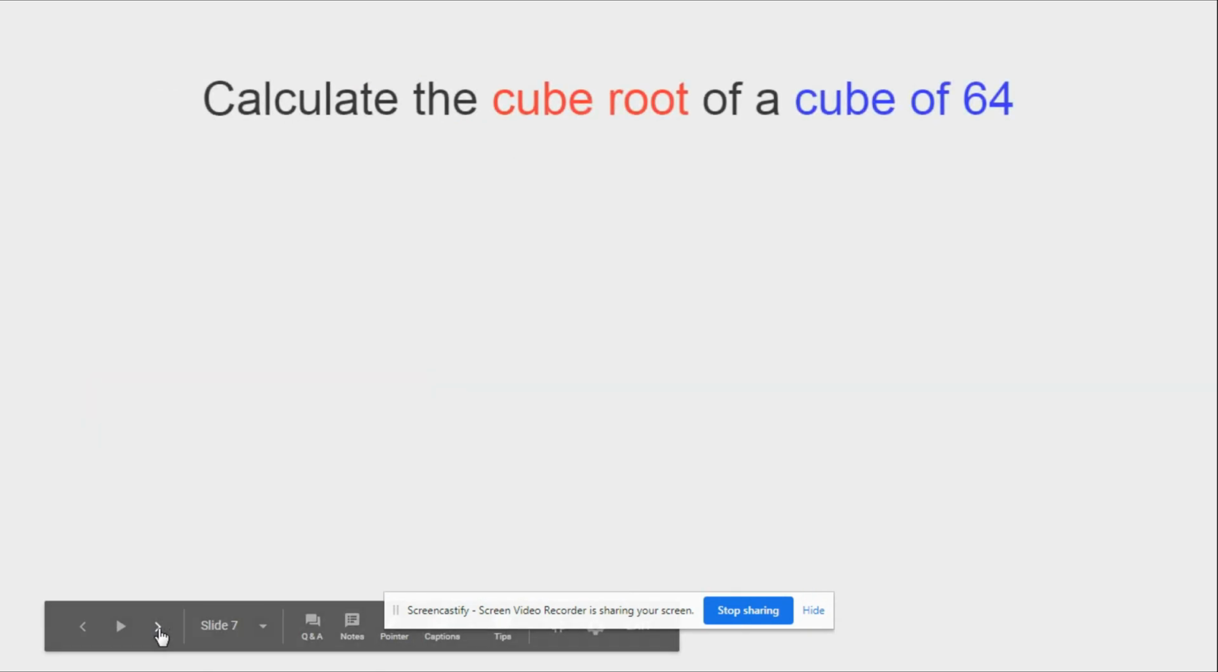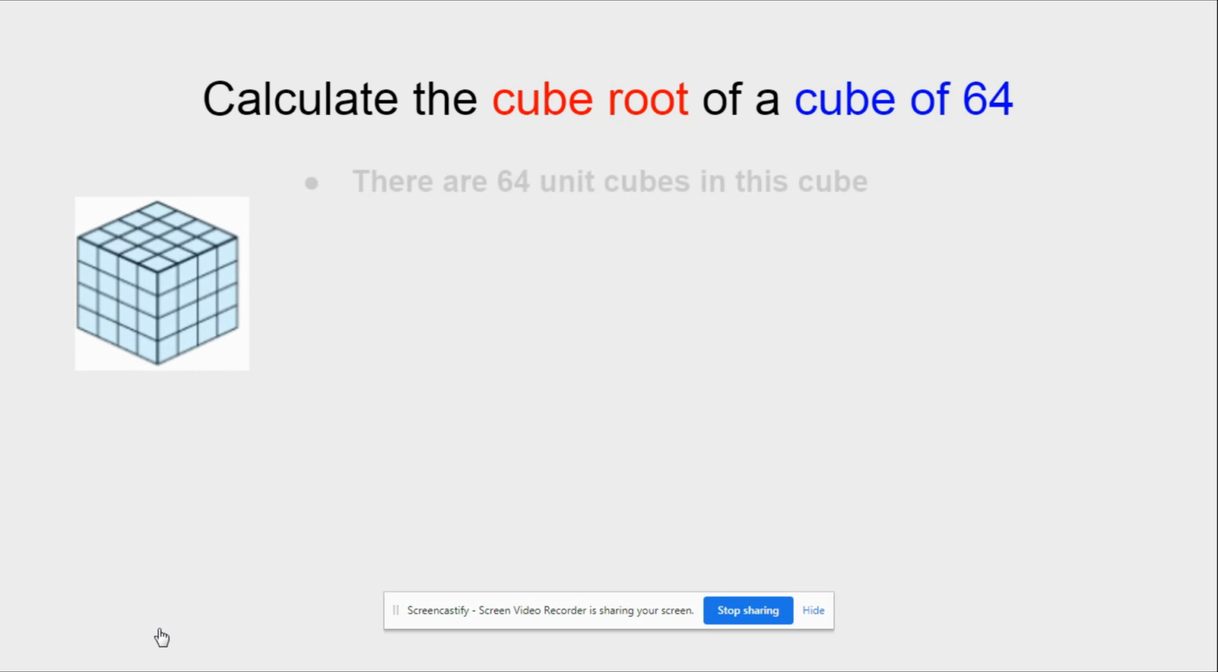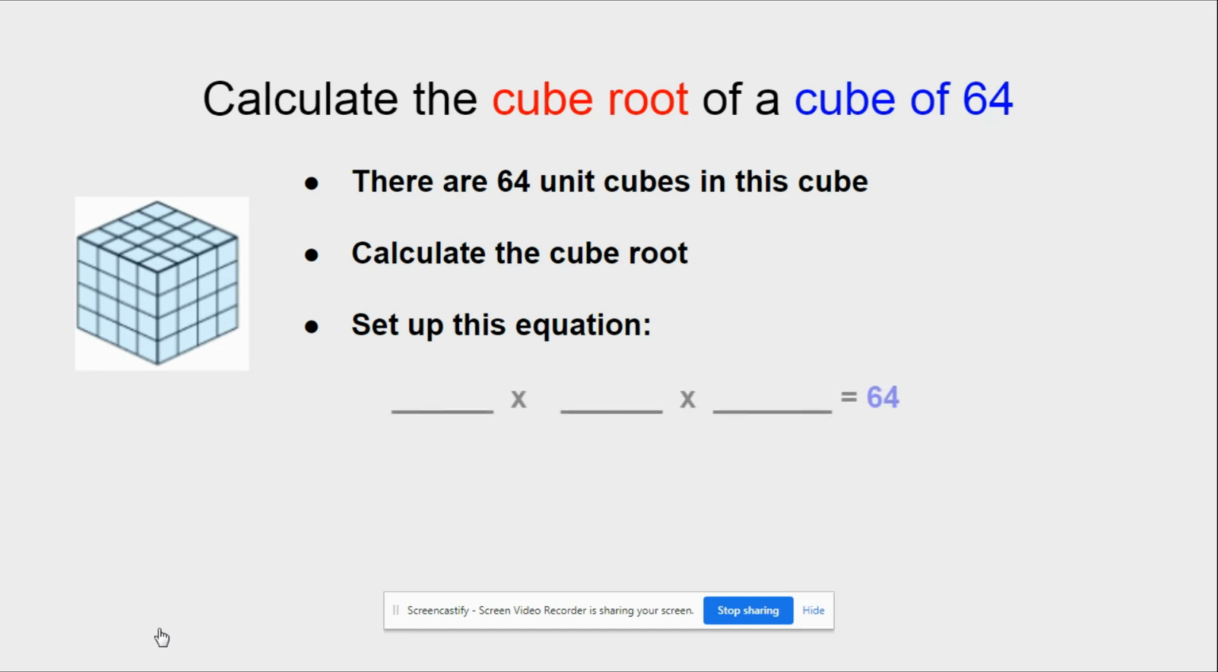How about calculating the cube root of a cube of 64? Here's a picture of our cube of 64. There are 64 unit cubes in this cube, and we want to calculate the cube root, or the edge. Set up this equation: a number times a number times a number equals 64. Let's guess and check what number would work.